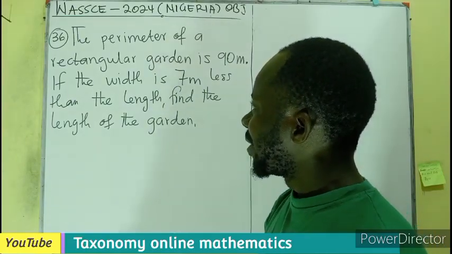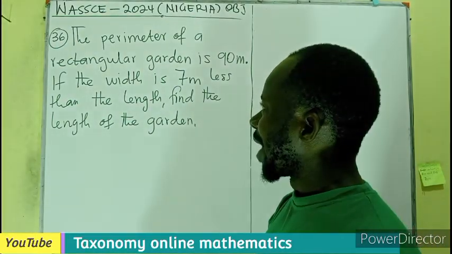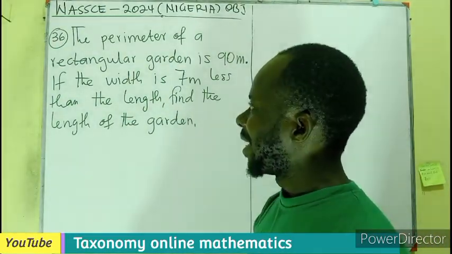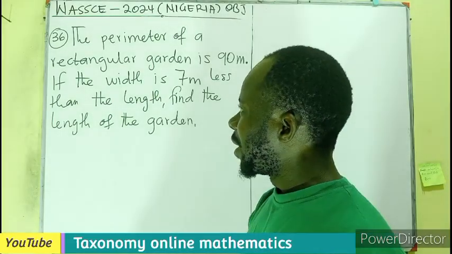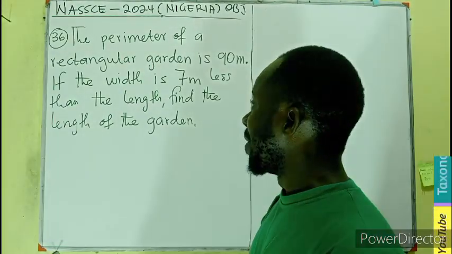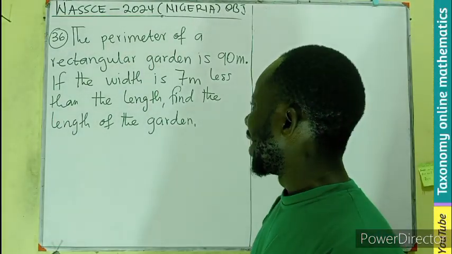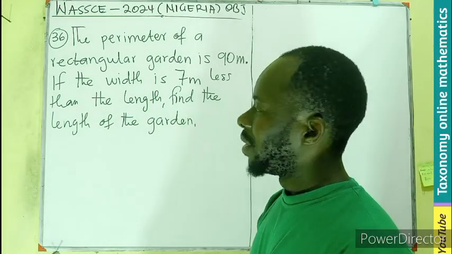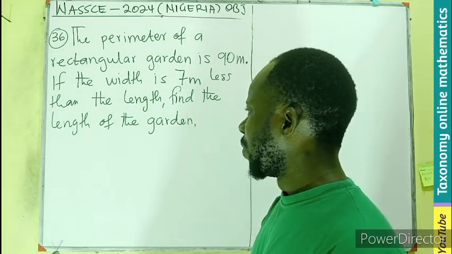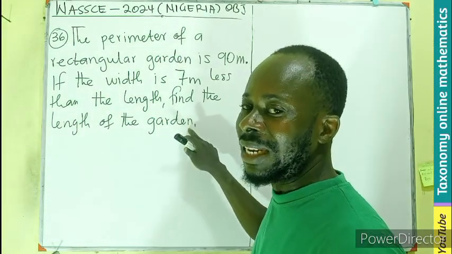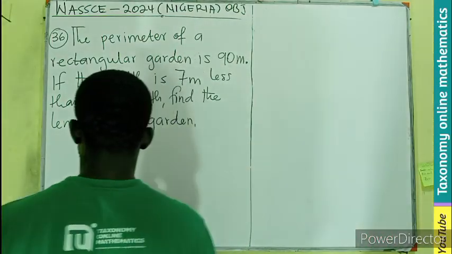Objective test question 36. The perimeter of a rectangular garden is 90 meters. If the width is 7 meters less than that of the length, then let's find the value of the length of the garden.